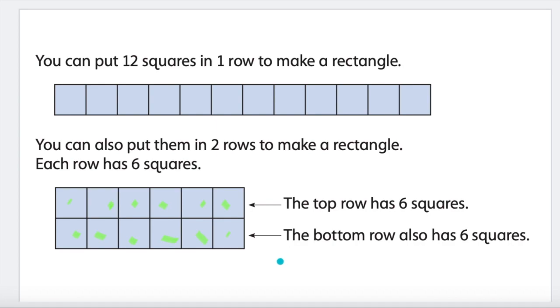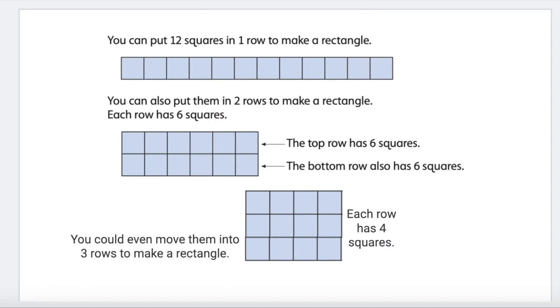You could figure out how many squares are in this rectangle by adding up the rows. 6 plus 6. 6 in the top row and 6 in the bottom row. And that still gives you 12 squares in all, just like this one where they were all in the same row. You could even organize this a different way. So here's our first 2 where they were all in one row, and then where we took the 12 squares and made them into 2 rows.